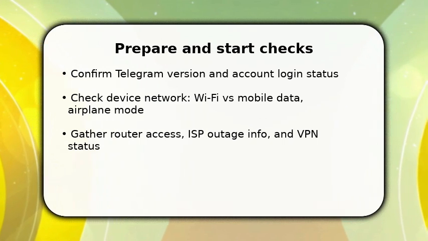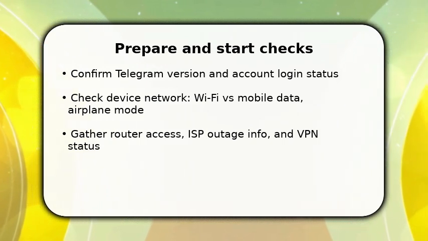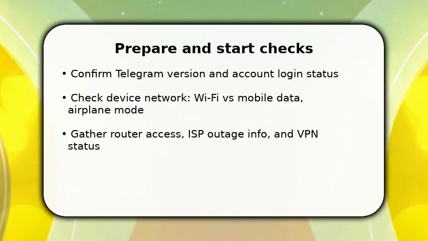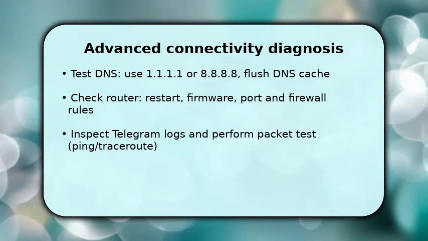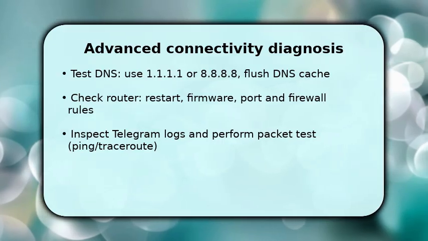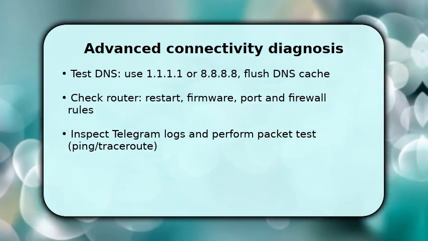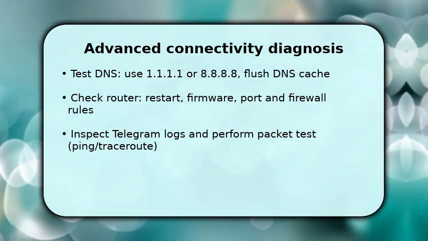You now dig deeper. Change DNS to 1.1.1.1 or 8.8.8.8 and flush the device DNS cache. This fixes name resolution issues. Then access your router, restart it, and check firmware and firewall rules that could block Telegram ports.